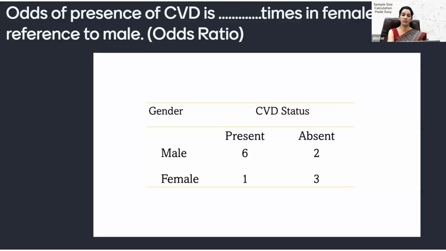Similarly, if I ask what will be the odds of CVD in female, taking male as reference? Can you show me the chat box? So 9 was the odds of CVD in male as compared to female. What will be the answer in this? Yes, Dr. Swati is right, Dr. Abhit is also right. It will be just the reverse of the previous one, 1 by 9. So this is just to revise the difference between the odds and the odds ratio.